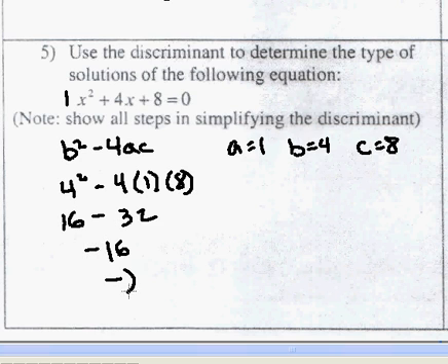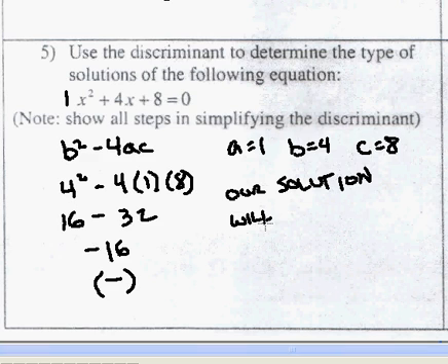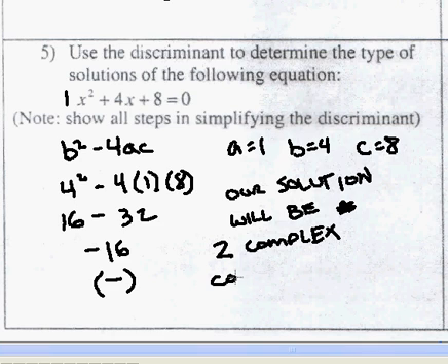So our discriminant is negative. And the type of solution then is two complex conjugate roots.